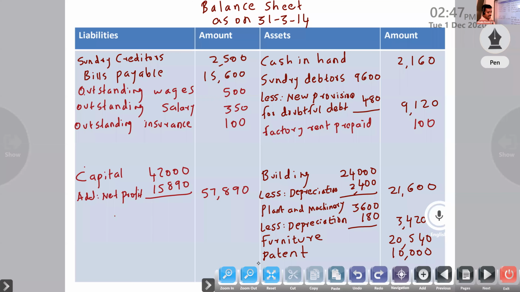So you have to check both sides. Suppose your trading and profit and loss account is correct, then you look at only one side, whichever side the amount is less, you have to check, because it will be correct. If you have no time, do that; if you have time, you have to check both sides. Over.